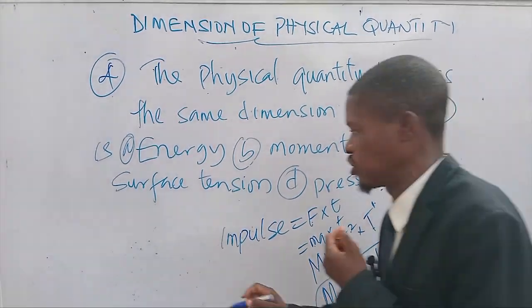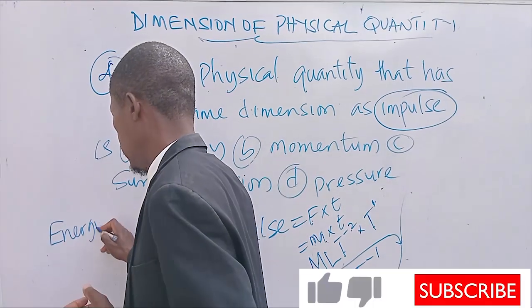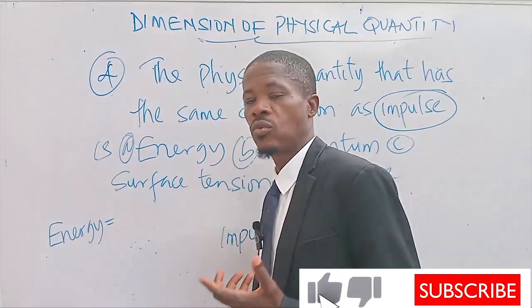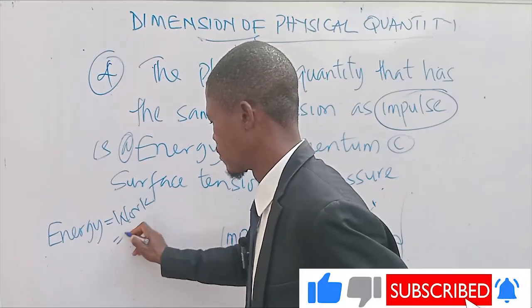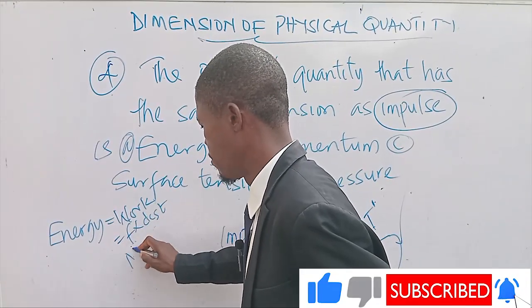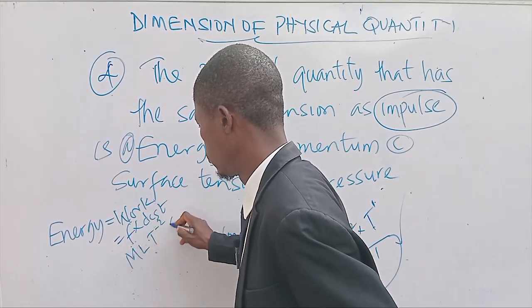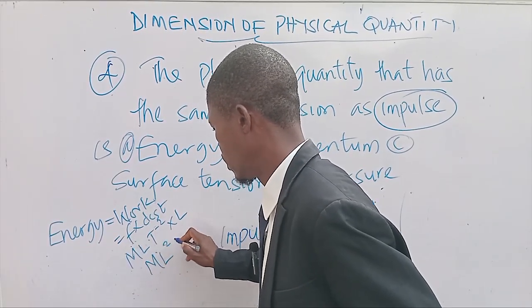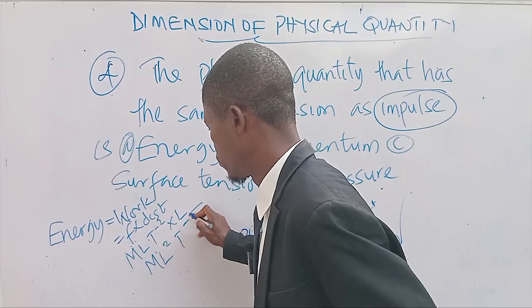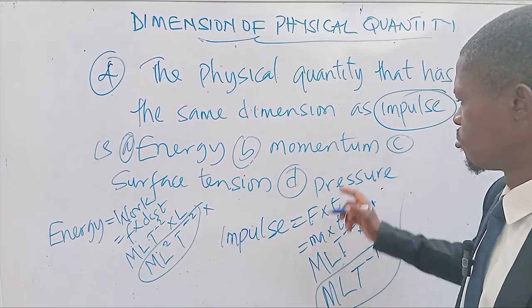Let's check the energy. Energy is the same as work, the ability to do work, which is force times distance. Force is M, L T minus 2, times L for distance, and that will be equal to M L square T minus 2, which is not the same as impulse. Let's check the momentum.